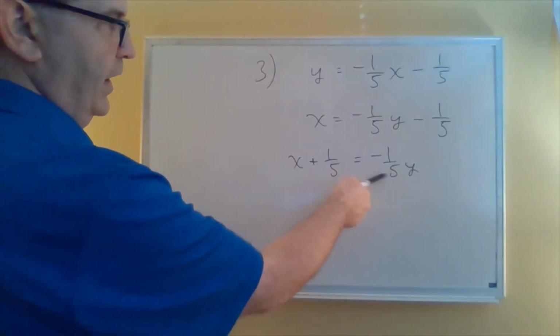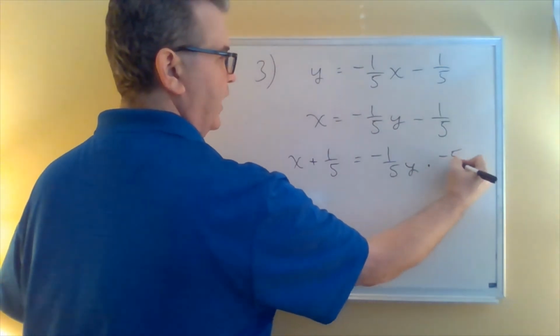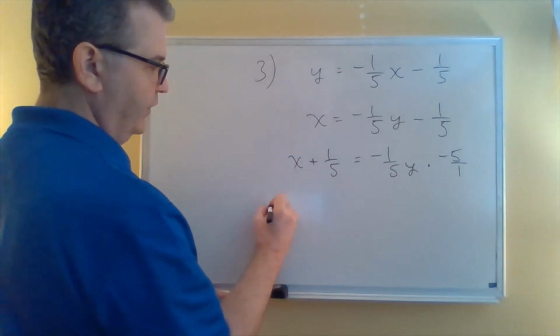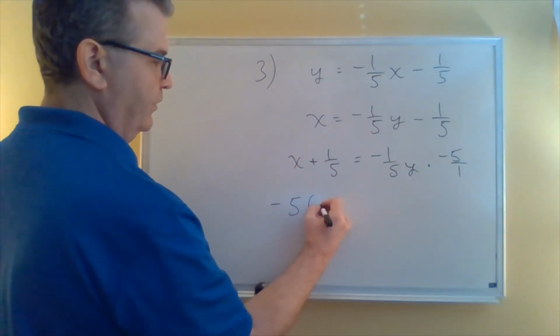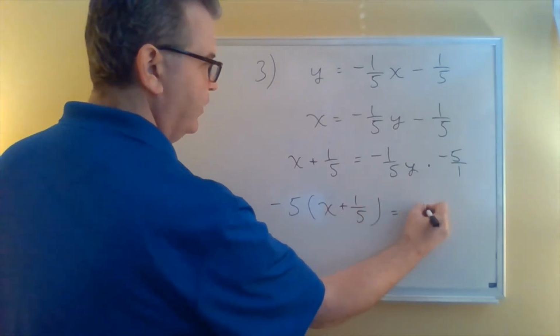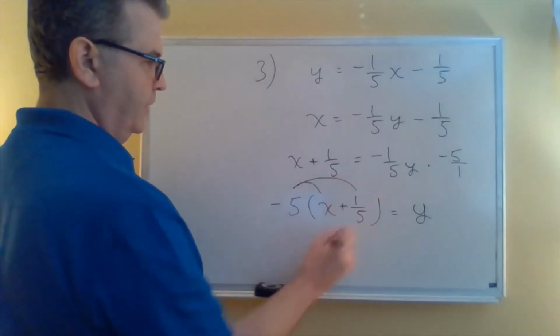We need to get rid of this fraction over here. So we're going to multiply it by its reciprocal, which is -5 over 1. We need to multiply this side by it as well. -5 over 1 is just -5. So we have -5 times x plus 1 over 5. That will equal y. Now we just need to distribute this through.